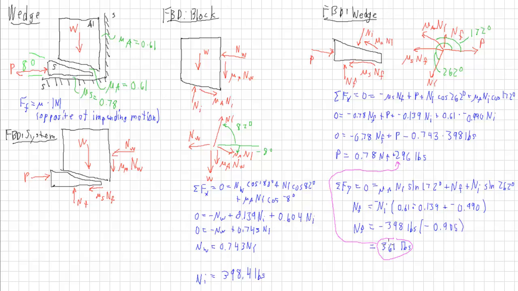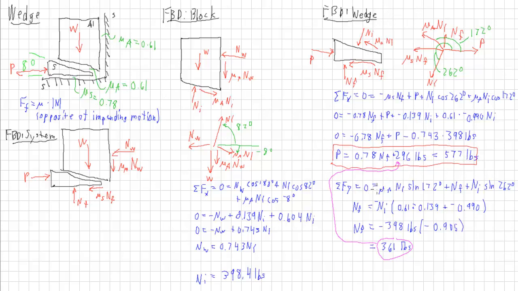And I multiply 0.78 times 361, add it to 296 pounds, and my force P is 577 pounds.